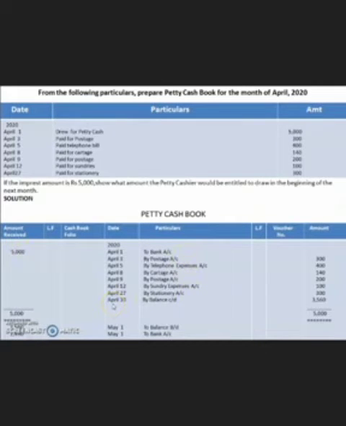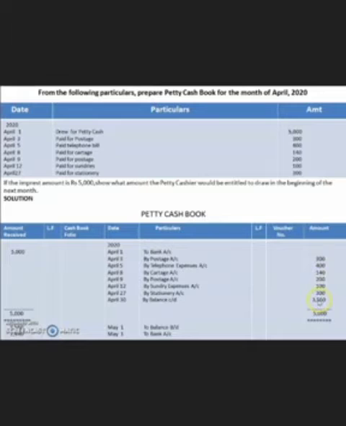So at the end of the month of April, that is the last date of the month, April 30th, you have to write here by balance carried down. So from this 5,000, you have to deduct all these related expenses of the month of April. After deducting this amount, you will get the balance of 3,560 remaining. So this much cash is there at the end of April 30. From this 5,000, how much is left? A cash balance of 3,560 is left.